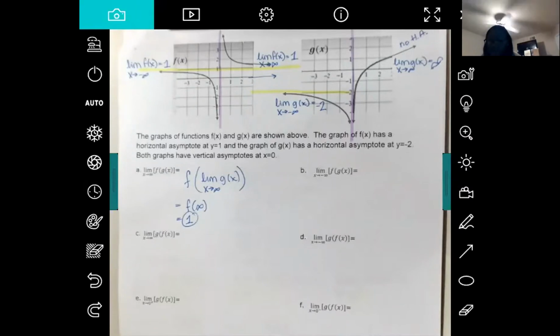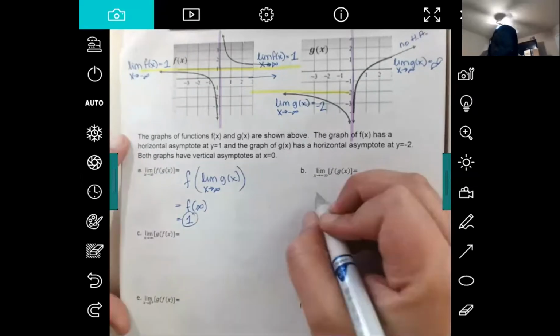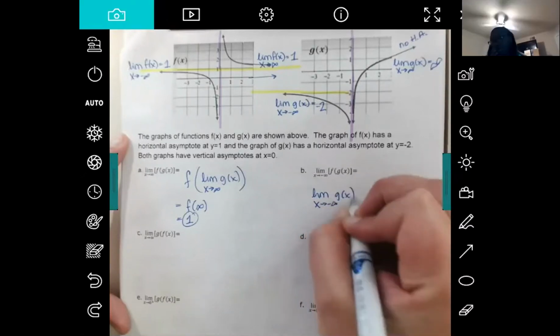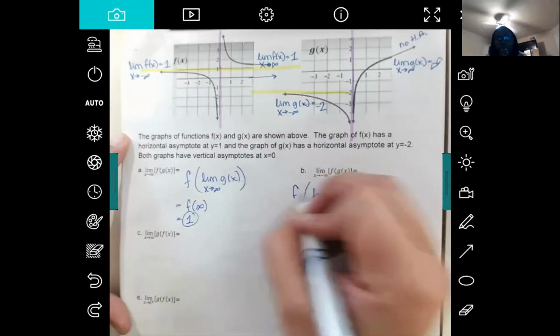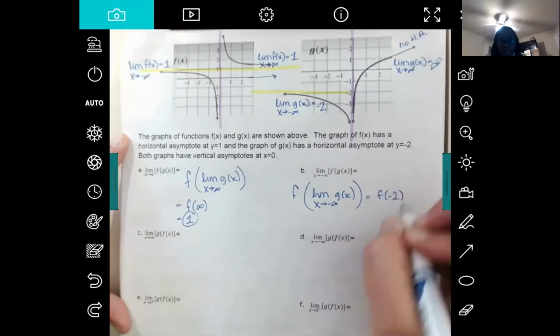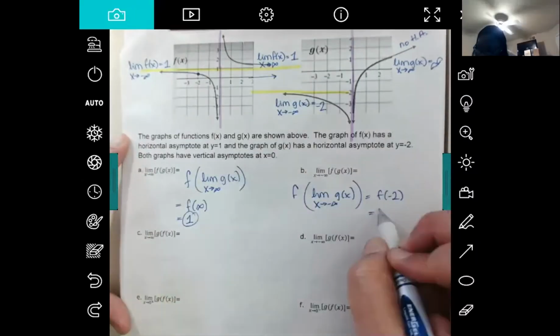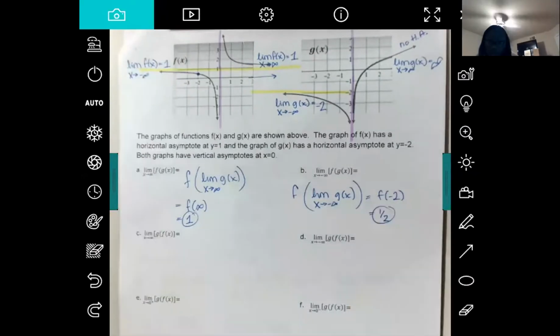F of -2. Correct, yeah. So your middle limit as x approaches negative infinity of g of x is -2. And then you're going to find f of that. And what's f of -2? Looks like it's about a half maybe. Okay, you can put "ish" behind it if you want. It's probably not exactly a half, but it's close enough. Okay, next one.